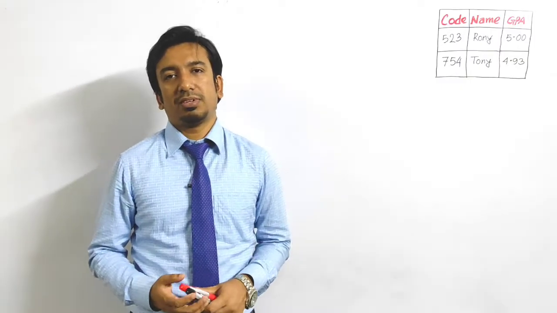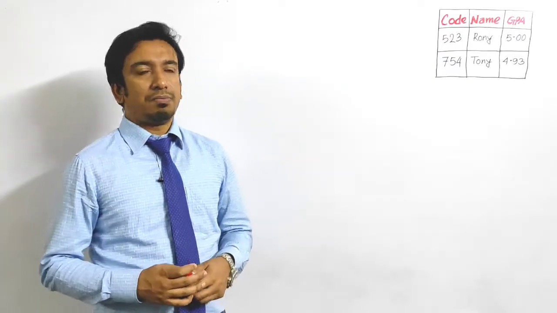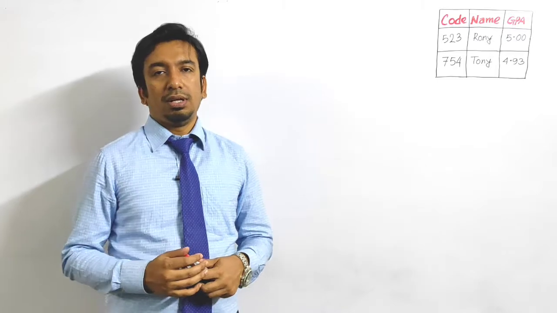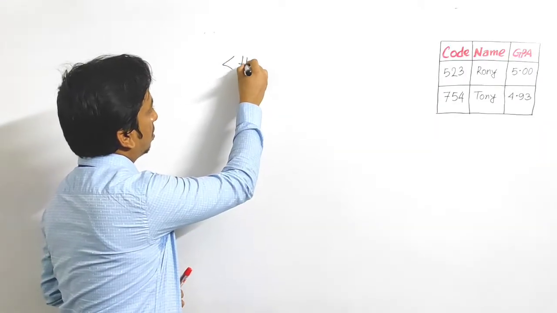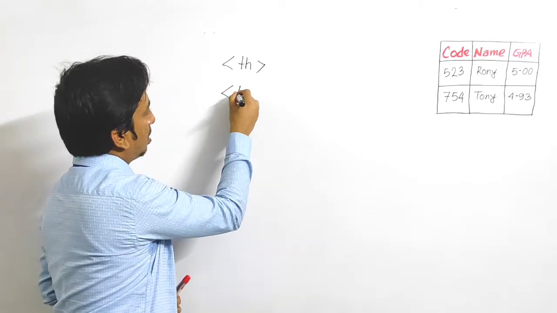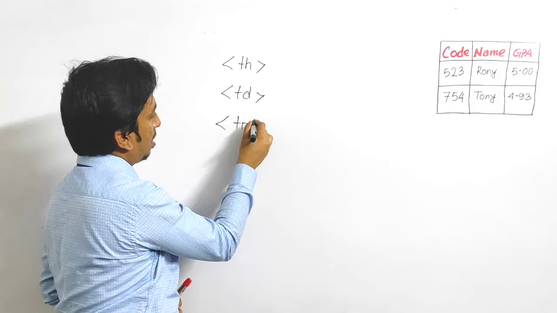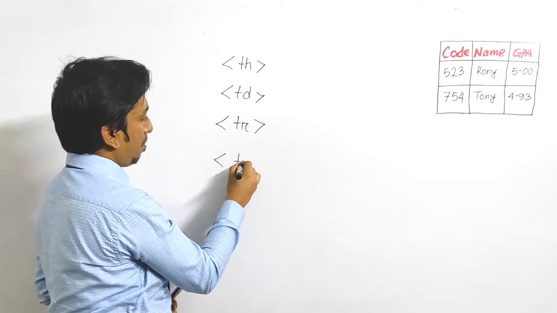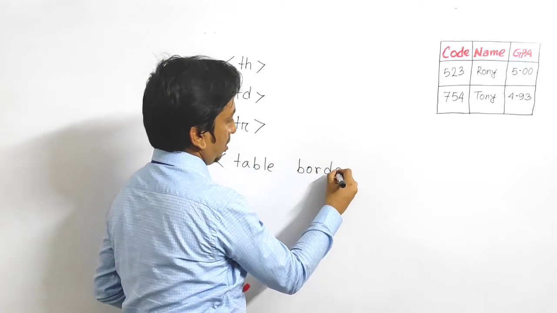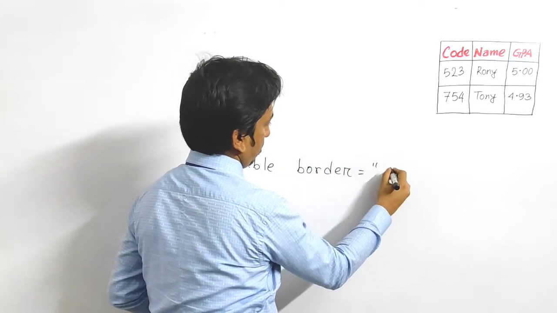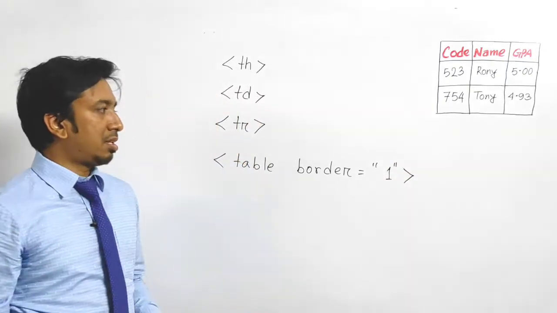So, my dear students, today I will show you some tags for HTML table. You have to use some tags: th, then td, tr, and also you have to know about table border. So let's see in details.